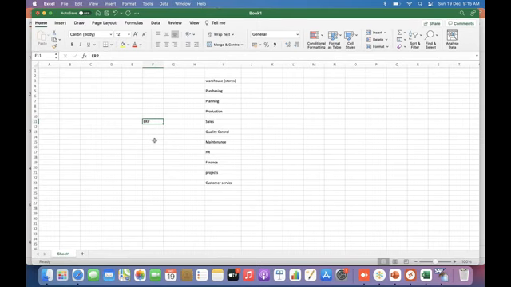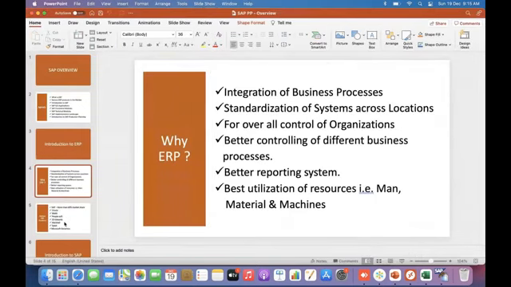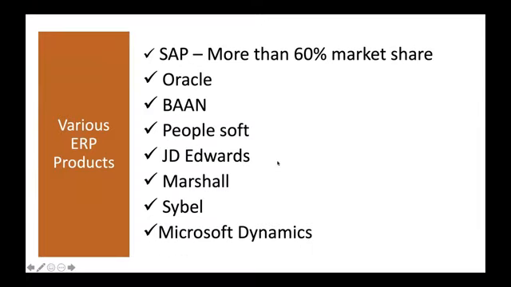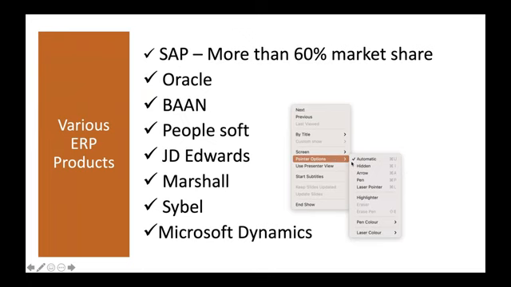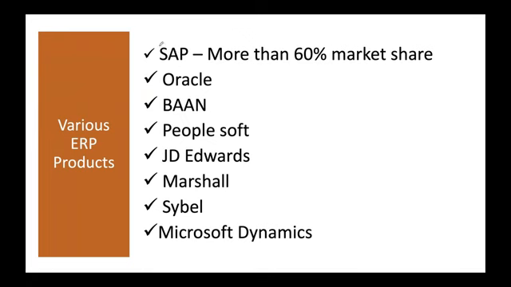Okay, so now we will see what the various ERP products in the market are. Basically, we have SAP. Okay, and there are also other ERP products in the market. Oracle, you might have heard of Oracle. We have BaaN, PeopleSoft, JD Edwards, Marshall. There are a lot of ERP products out there, Siebel and Microsoft Dynamics. I believe you might have heard of some ERP products. At least you might have heard of Oracle.